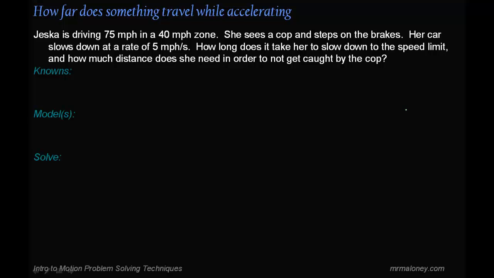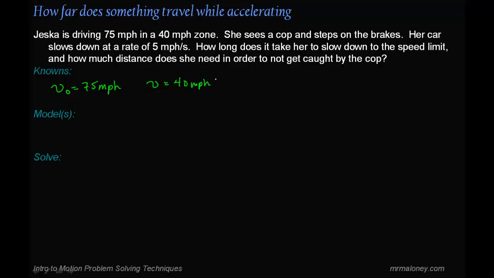So the knowns here. It says Jessica is driving 75 miles per hour. Well, there is her initial velocity. That's what she's doing in the beginning. And she's in a 45 mile or a 40 mile per hour zone. Later on it says she wants to get down to the speed limit. So her final velocity is going to be 40 miles per hour.